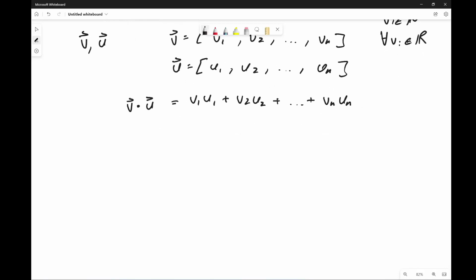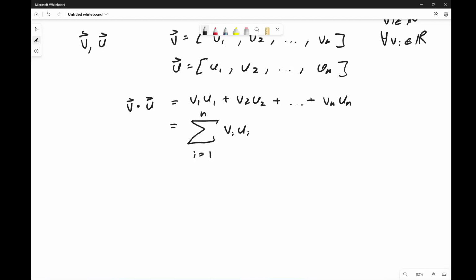We can define this in sigma notation as the sum from i equals 1 up to n of vi times ui, and it just takes a sum of this product for all i's up to n.